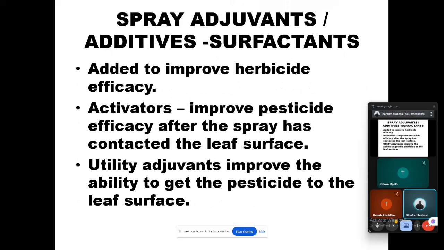Now I want to talk about spray adjuvants or additives, surfactants, which are added to improve either herbicide efficacy or it could be insecticide efficacy. You may have activators which improve pesticide efficacy after spray has contacted the leaf surface. Utility adjuvants which improve the ability to get the pesticide to the leaf surface.